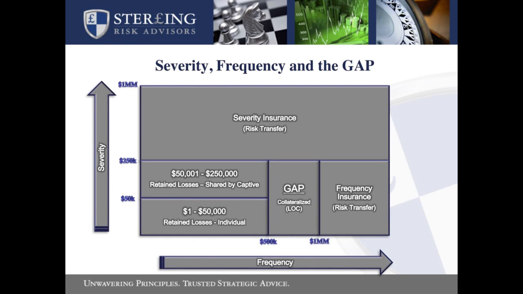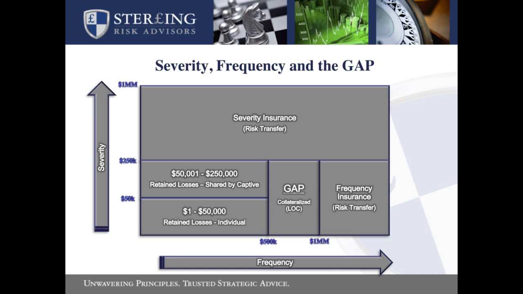In risk, we have two different types of risk. We have severity risk, which is the vertical. That's the really bad loss. So I had a $1 million loss, only had it one time. And then we have the horizontal, which is frequency, which means I may have a $50,000 loss, but I may have it 50 times. So we insure for both of those.